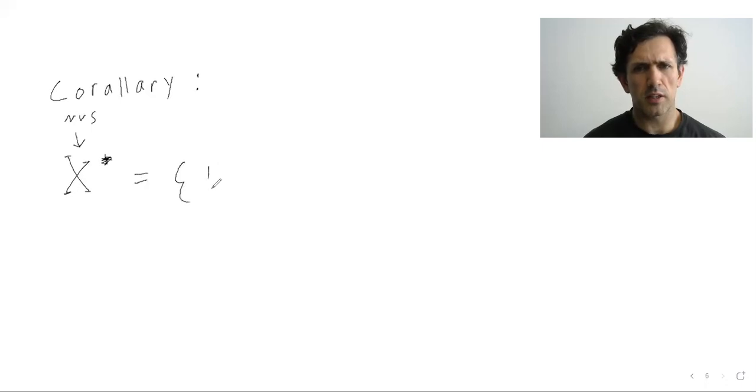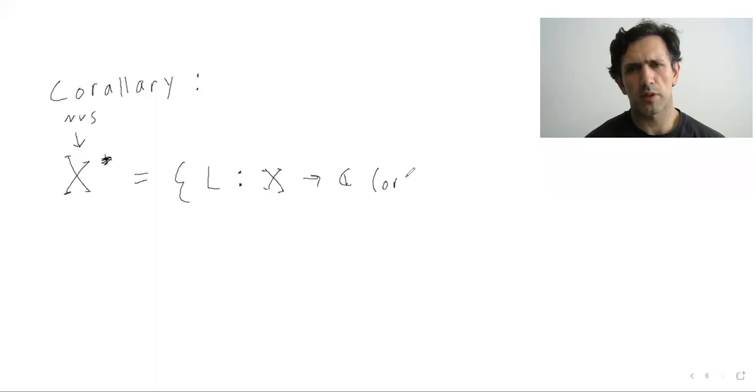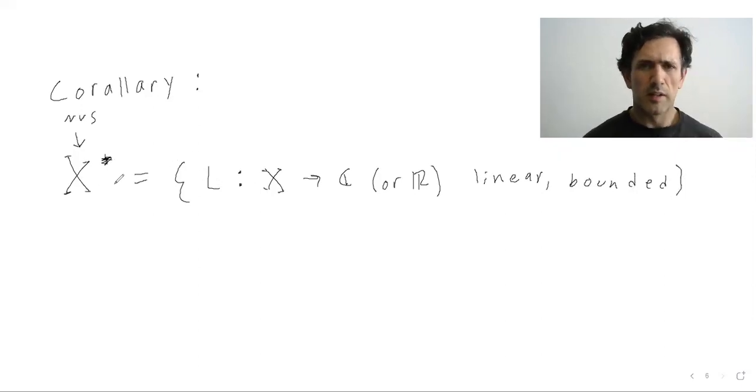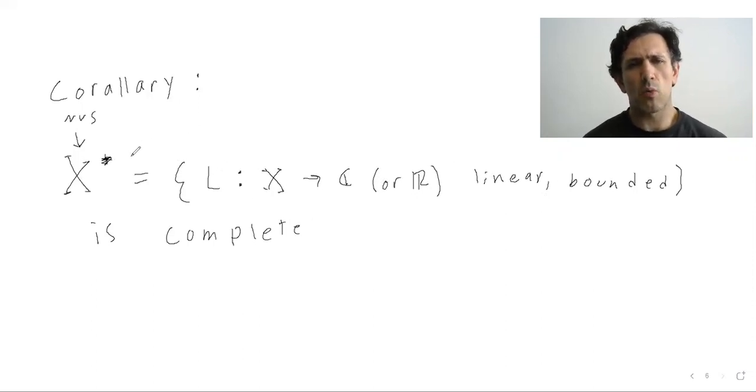The dual space is as follows: the set of all linear maps from X to either C or R, depending on whether X is a vector space over the complex numbers or the real numbers. So this is by definition what the dual space is. In particular, both C and R are complete, obviously. So no matter whether X is complete or not, the dual space is always complete, which is very useful.